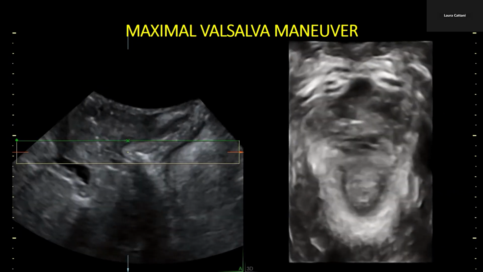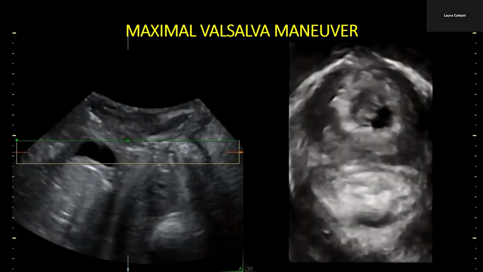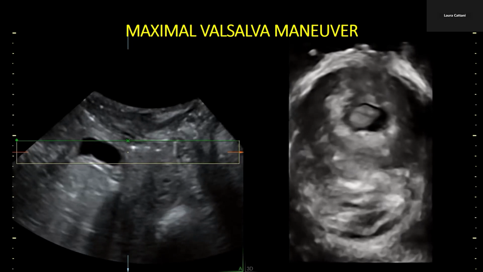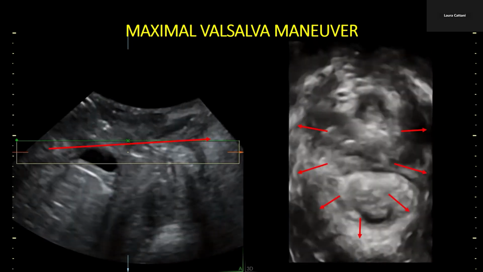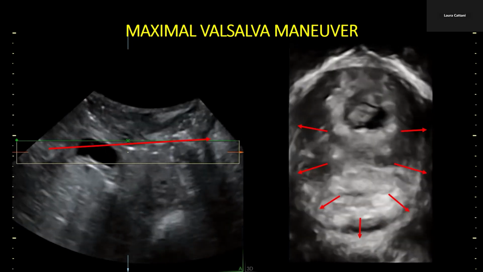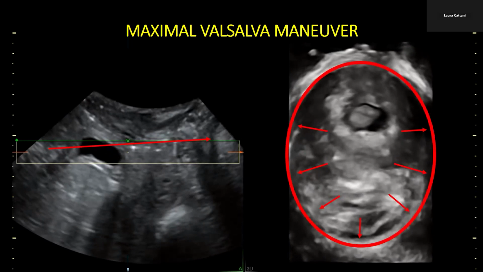During Valsalva, the increasing abdominal pressure determines the distension of the levator hiatus. In 2D, we see that the puborectalis gets farther from the symphysis. In coronal view, the surface of the hiatus increases. These clips illustrate a pathological overdistension or ballooning.